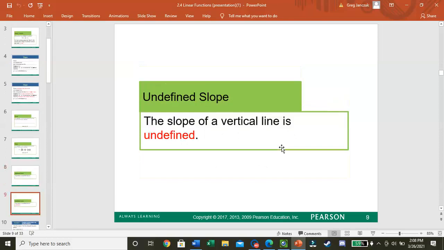Slope of a vertical line is undefined. So if the line is going straight up and down, that slope is undefined. There is no change in y, okay? Just change in x. That's why the slope is undefined.